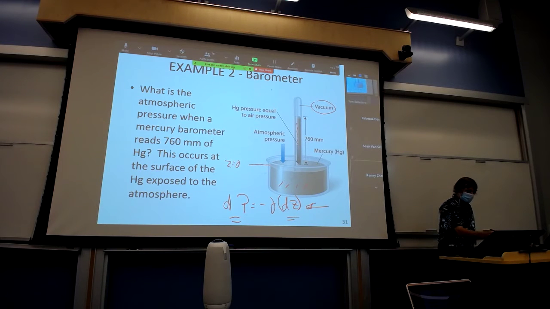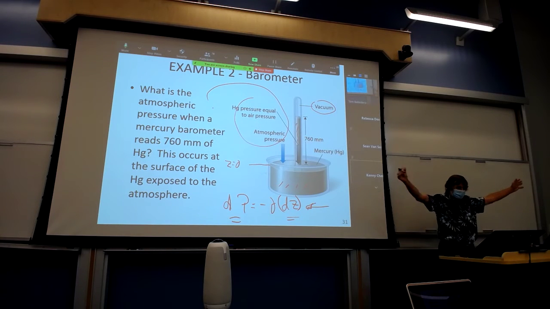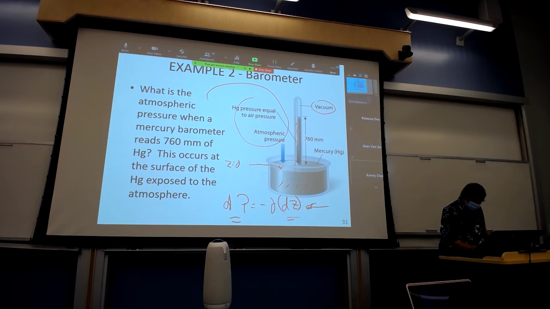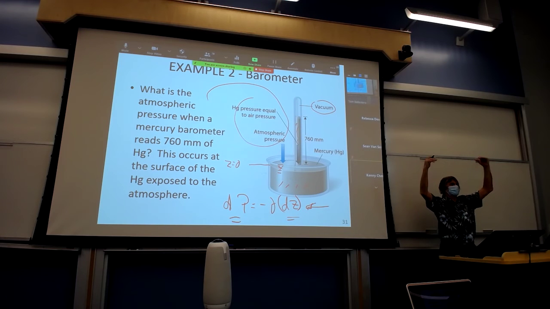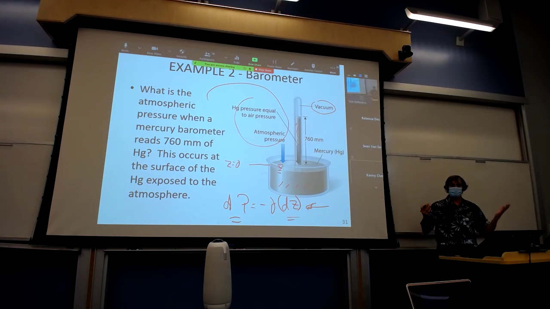And again, you have atmospheric pressure all outside of this, and this is the interface between the air and the mercury. That is a free surface. This is not a free surface. You do not have atmospheric pressure there. Out here where the blue arrow is, that is a free surface.